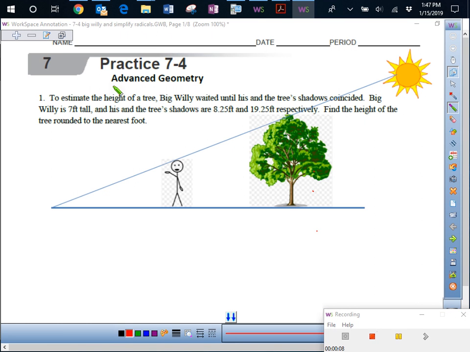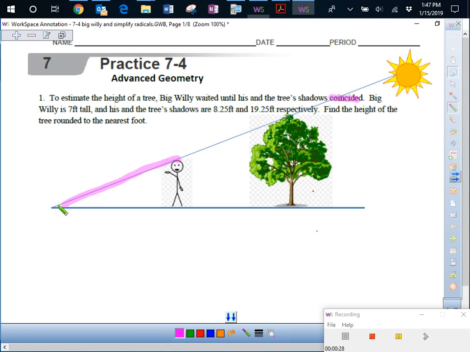So here in these real life situations, we use similar triangles to estimate really tall things like trees or flagpoles or whatnot. So to estimate the height of a tree, Big Willie waited until his and the tree's shadows coincided. That coincided just totally means that they're like on top of each other. So let's check it out.